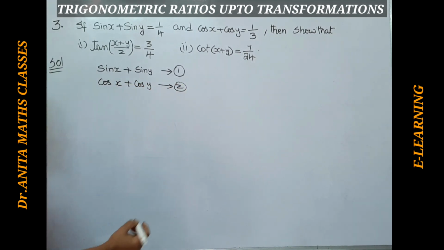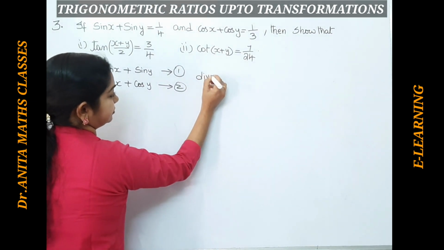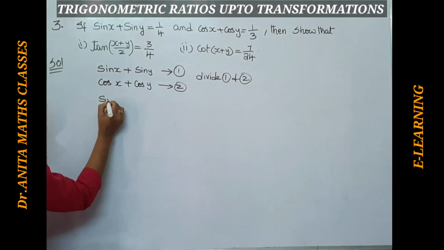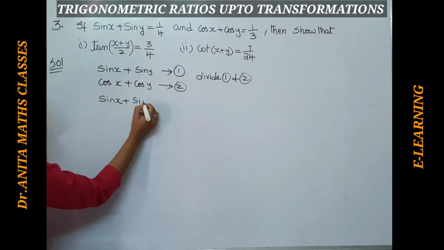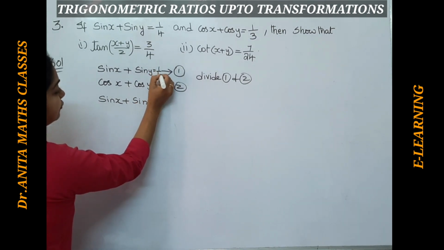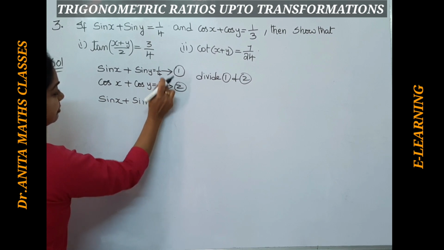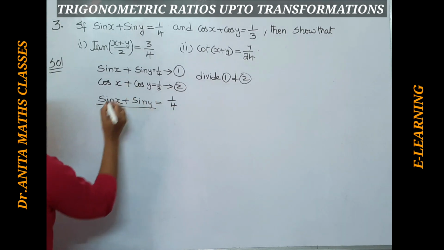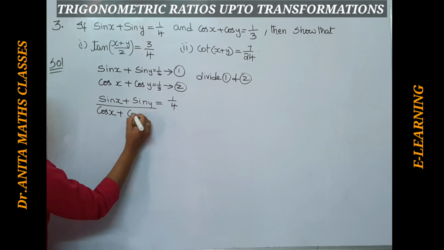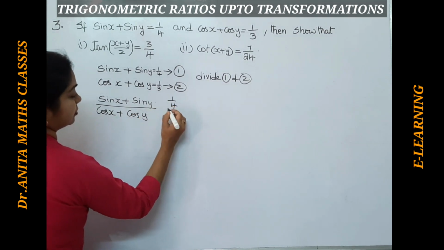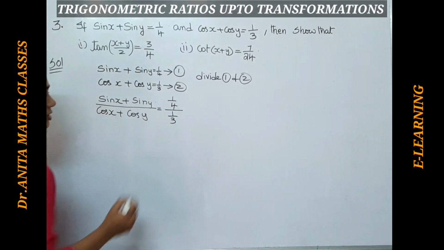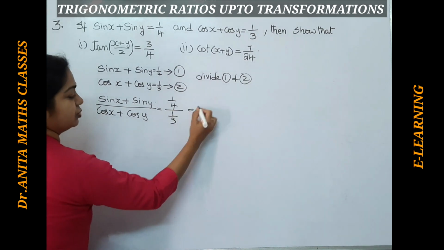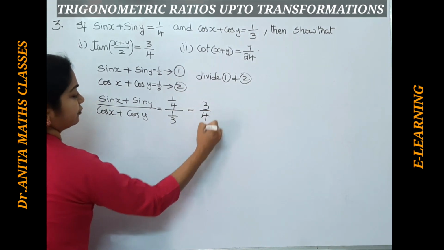Okay, so let's divide them. Divide equation 1 and 2. So sin x plus sin y is 1 by 4, and cos x plus cos y is 1 by 3. Dividing means we have divided the LHS part and the RHS part. So this goes up, and that becomes 3 by 4.